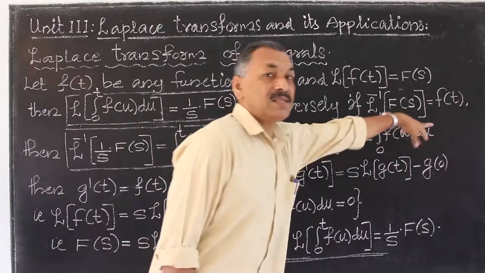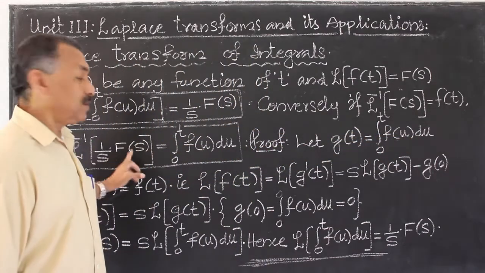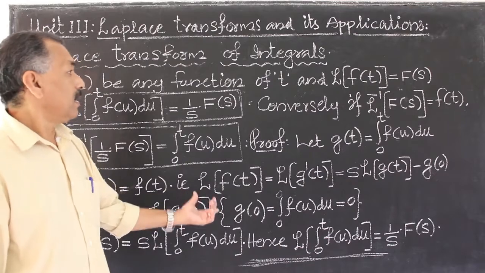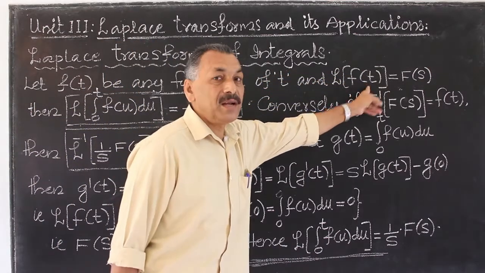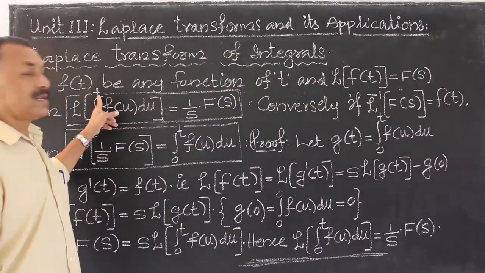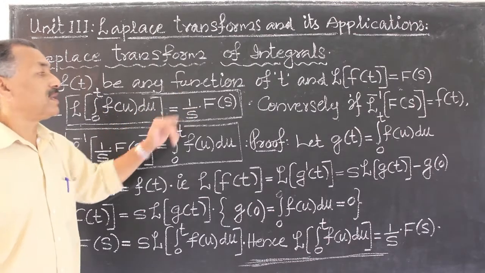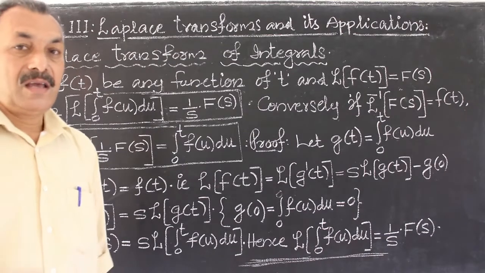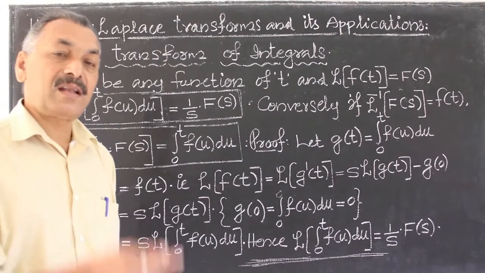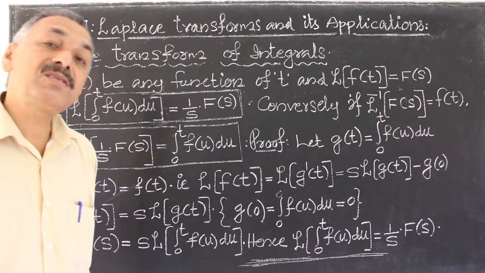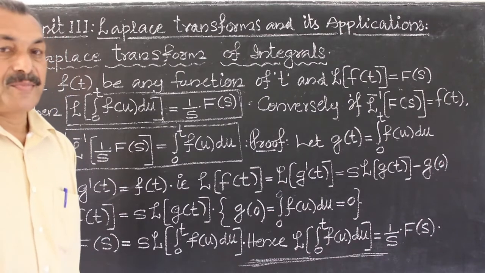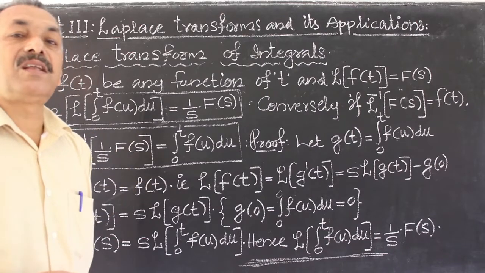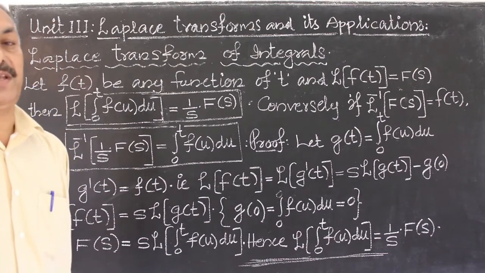എന്നാൽ F of s ൻ്റെ ഇൻവേഴ്സ് f of t ആയാൽ 1 by s into F of s ൻ്റെ ഇൻവേഴ്സ് എന്തായിരിക്കും? ഇന്റഗ്രൽ 0 to t f of u du. അതാണ് ലാപ്ലാസ് ട്രാൻസ്ഫോം ഓഫ് ആൻ ഇന്റഗ്രൽ. f of t യുടെ ട്രാൻസ്ഫോം F of s ആയാൽ ഇന്റഗ്രൽ f of t യുടെ ട്രാൻസ്ഫോം 1 by s into F of s ആയിരിക്കും. കോൺവേഴ്സ്ലി F of s ൻ്റെ ഇൻവേഴ്സ് f of t ആയാൽ 1 by s into F of s ൻ്റെ ഇൻവേഴ്സ് ഇന്റഗ്രൽ 0 to t f of u du ആയിരിക്കും.